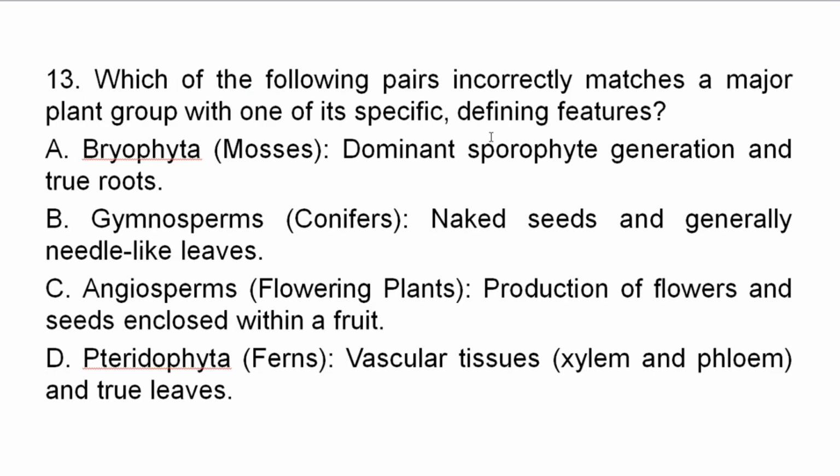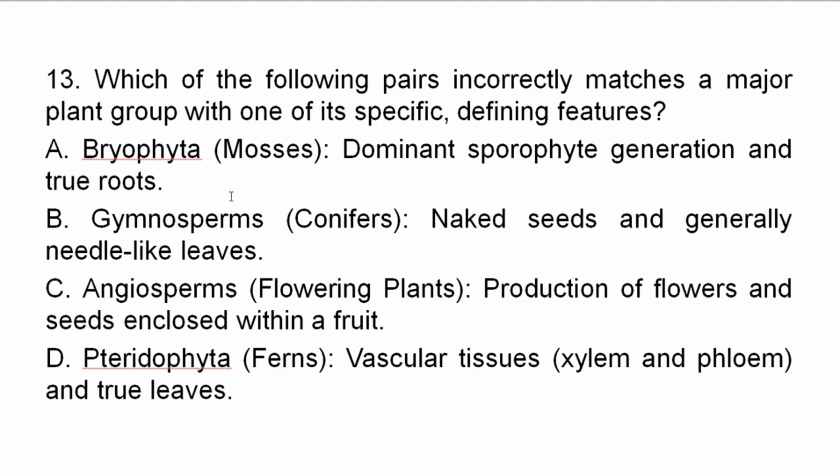Question number 13. Which of the following pairs incorrectly matches a major plant group with one of its specific defining features? A. Bryophyta, dominant saprophyte generation and true roots. B. Gymnosperms, naked seeds and generally needle-like leaves. C. Angiosperms, production of flowers and seeds enclosed within a fruit. D. Pteridophyta, vascular tissue, the presence of xylem and phloem, and true leaves. Which one is incorrectly paired?